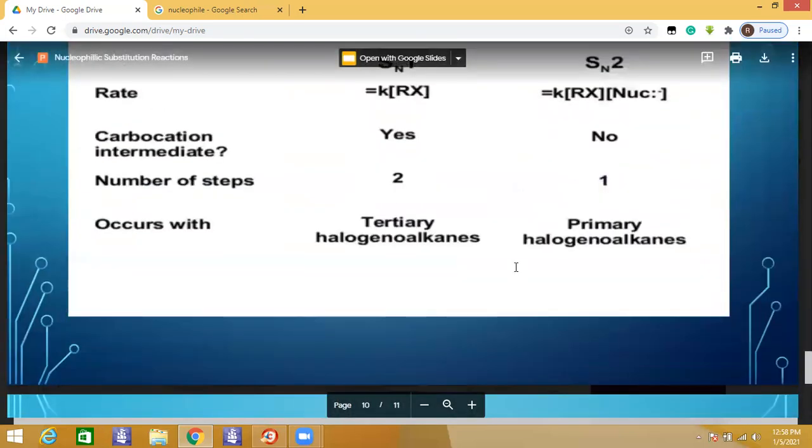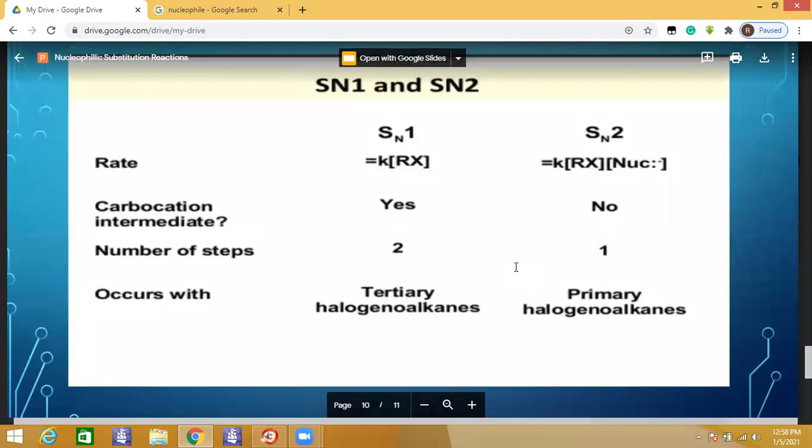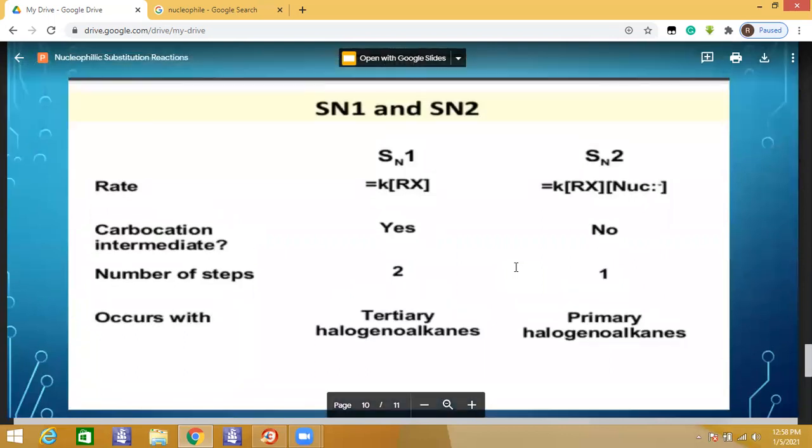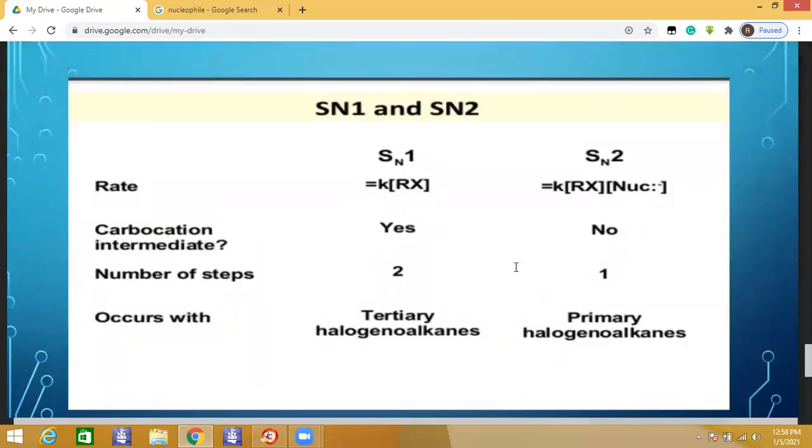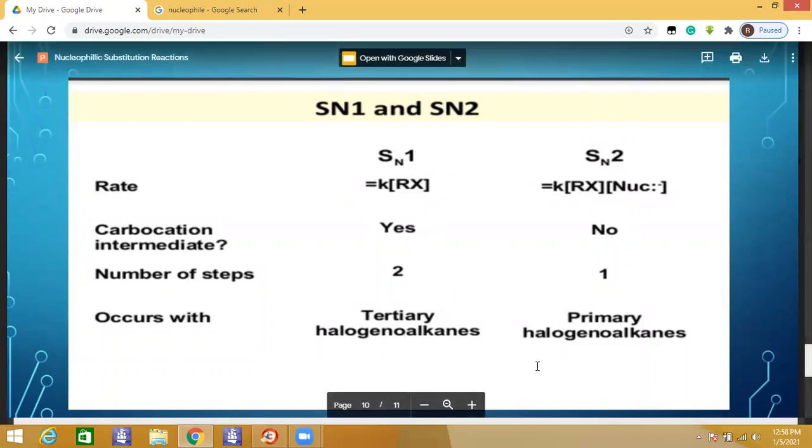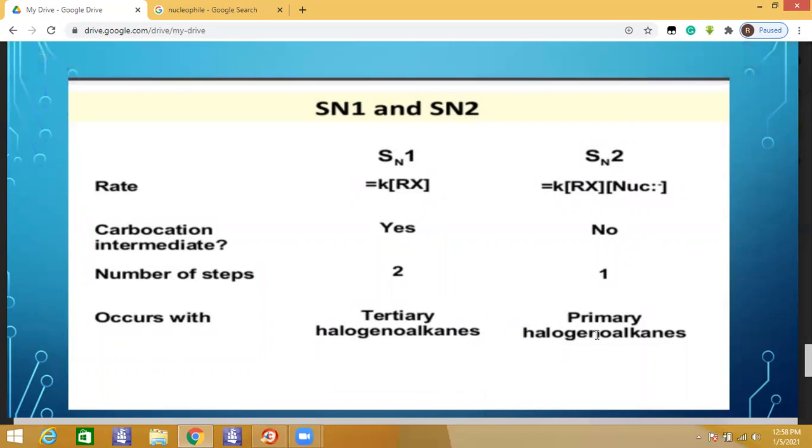So here I just want to compare some of the factors which are affecting the rate of Sn2 and Sn1 reactions, one of which is the structure of the alkyl group. So Sn2, as I said, occurs in one step.